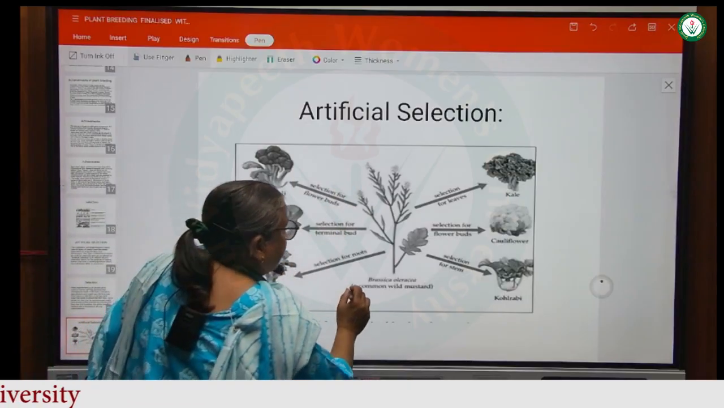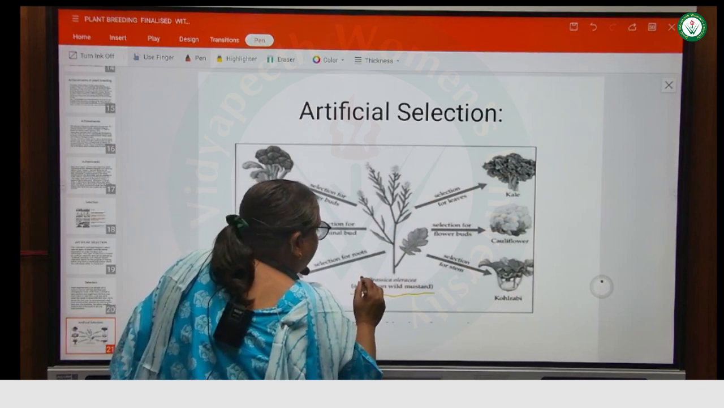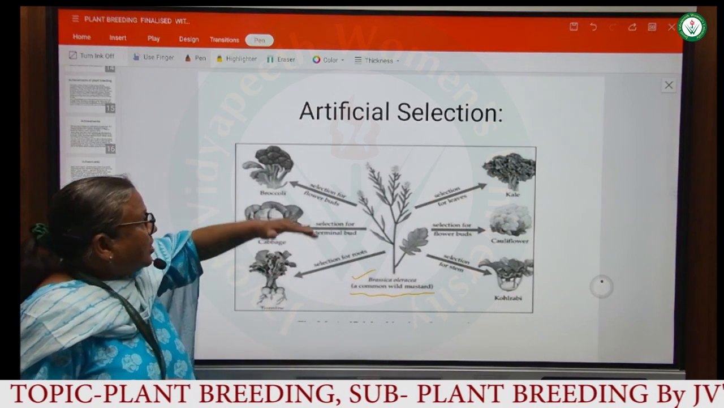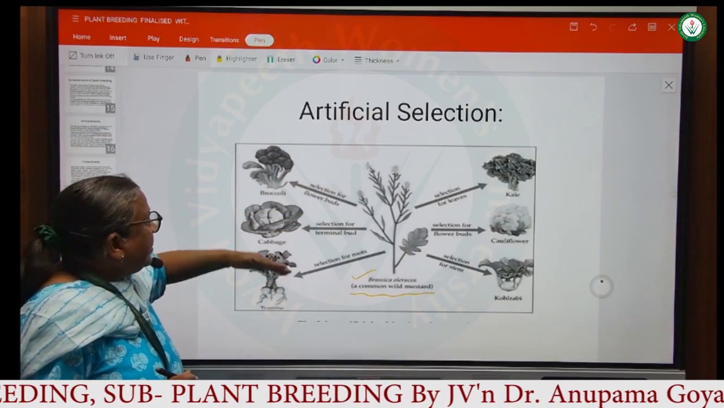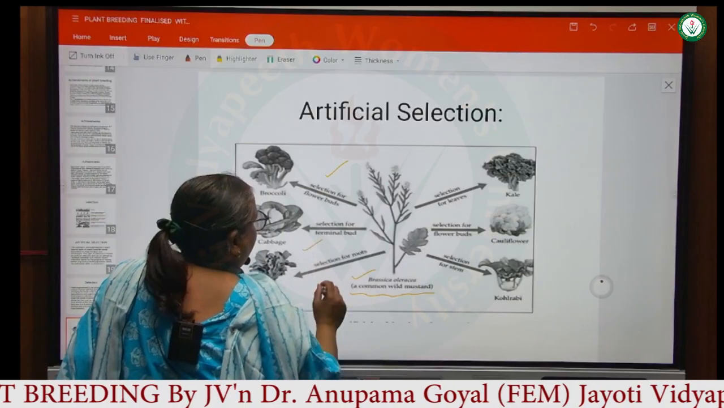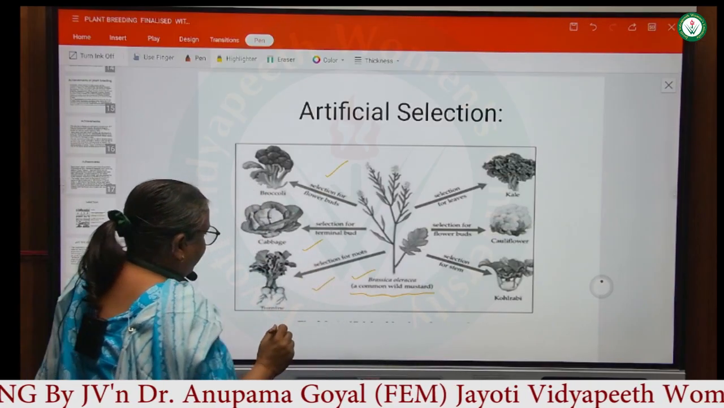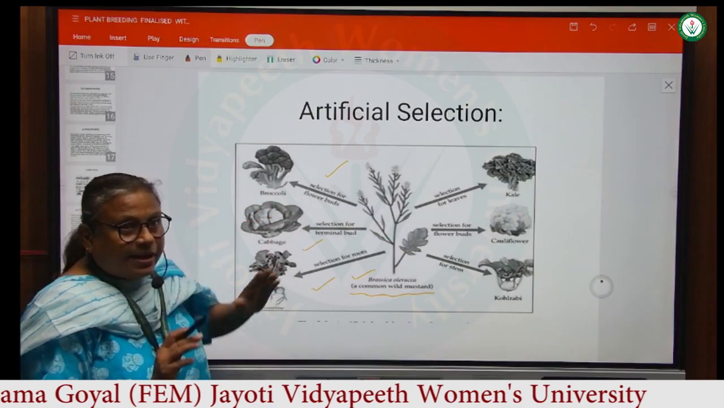And now you see the diagram of artificial selection. It is the common mutant variety of mustard, Brassica oleracea, in which artificial selection has been done, and you see selection for flower buds, selection for terminal buds, selection for roots. So we get broccoli when there is selection.